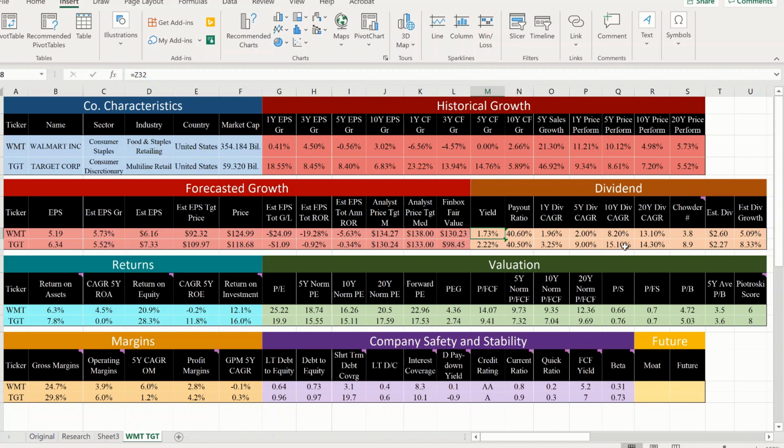Last, I have what analysts on Fast Graphs are forecasting for a future dividend payment and the estimate for the dividend growth rate.